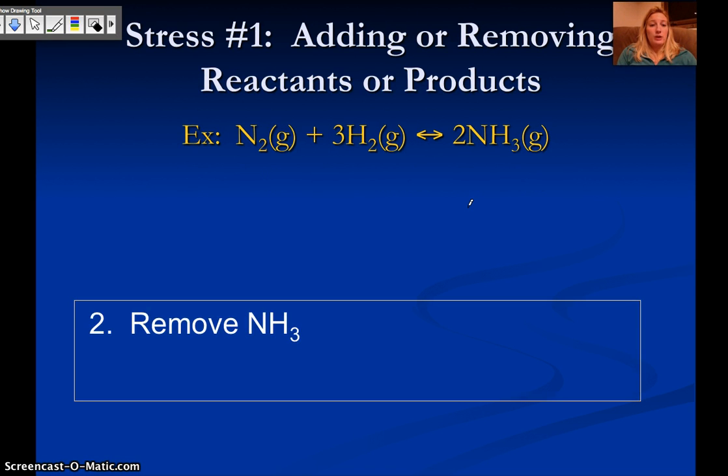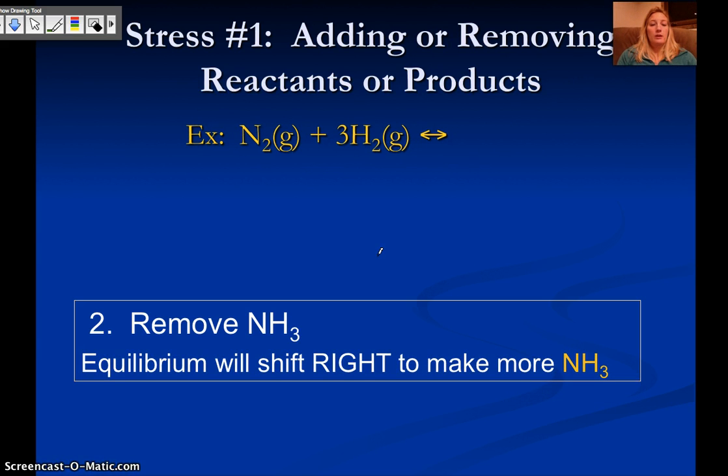On the other side of things, another way to make more NH3 would be to remove some NH3. So if we think about our scales again, starting out at equilibrium, we have our reactants, we have our products. If we remove NH3, this goes up, this goes down, and in order to rewrite itself, all of this has to shift to the right. These reactants have to start making products in order to get our product side of the scales to go back down. So think about it as it always starts at equilibrium, and anything you do to it, it has to fix itself. So the equilibrium will shift to the right in order to make more NH3 in this case.